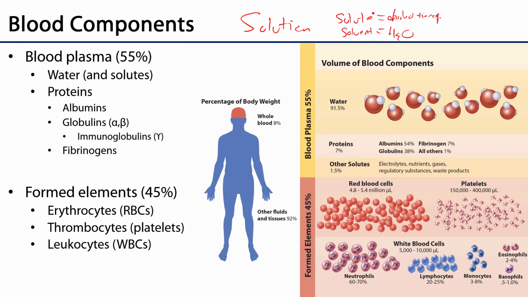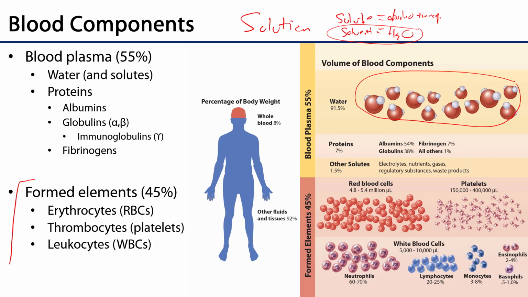So when we think of the individual components of the blood, we have the formed elements, which are the cells and any cell fragments, and then the blood plasma. The blood plasma is predominantly water. About 92% of blood plasma is water. Hence, the plasma is the solvent. And within that plasma are quite a bit of solutes.